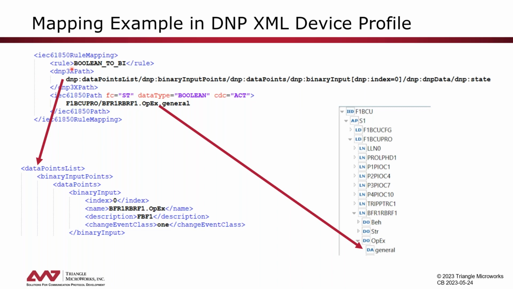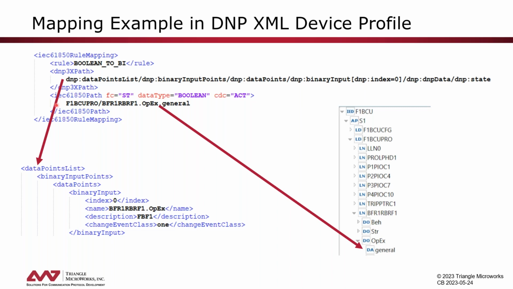In our mapping section in that same file, for the data point we have just looked at, the operate X, we have the mapping rule. So we have a rule-based mapping that we are using here. The rule is from the standard, which is called Boolean to binary input. And we see the path of the DNP data, which refers down to the data point list in the same DNP XML profile file. It goes down the hierarchy to the input point with the index 0, but then it goes also to the data, and it's the element state of that input point that we are mapping.